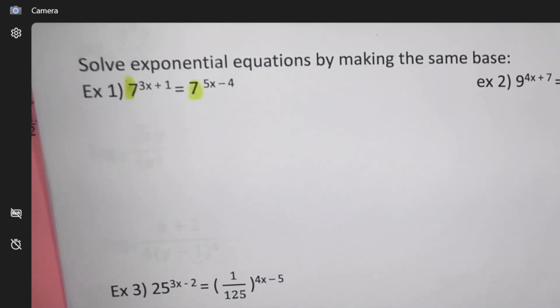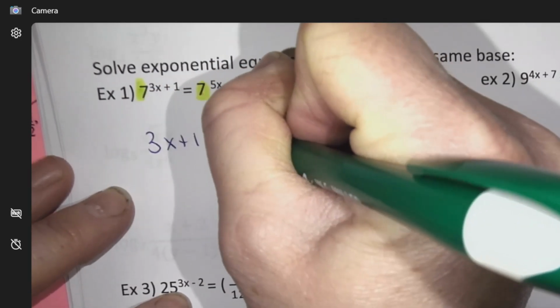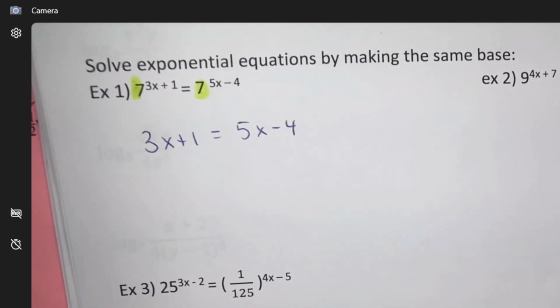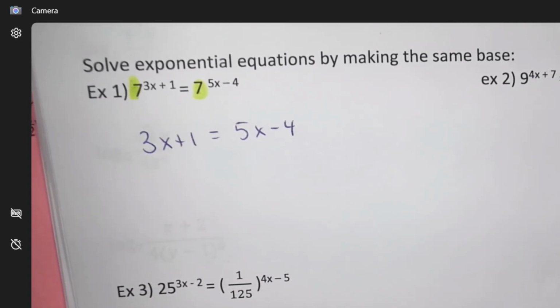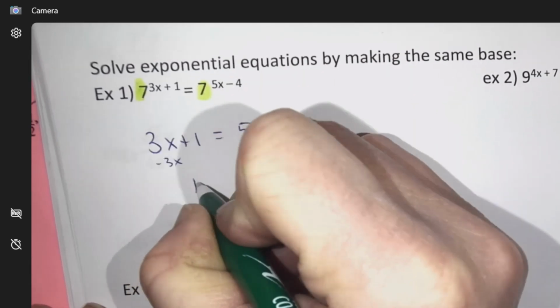Can I do this? If the bases are the same, would it make sense that the exponents would have to be the same? Because the bases are the same, therefore the exponents would have to be the same for the sides of the equation to be the same. Is that legit in math? Yeah. Okay. That's it. Solve it.